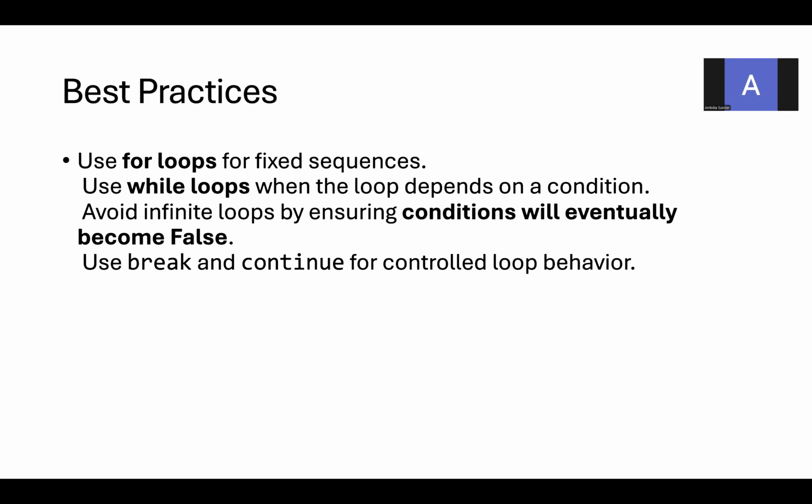Use break and continue for controlled loop behavior. When checking some condition inside the for loop, you are going to break the program, or you are going to skip that iteration and proceed with the next items. So this is the way we follow best practices in Python loops. While taking the course, you will go through more examples.